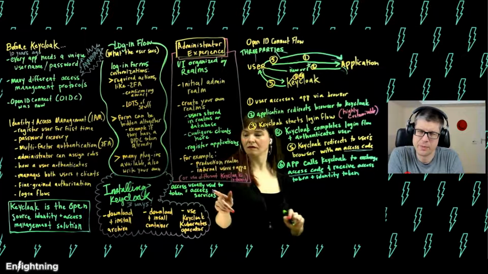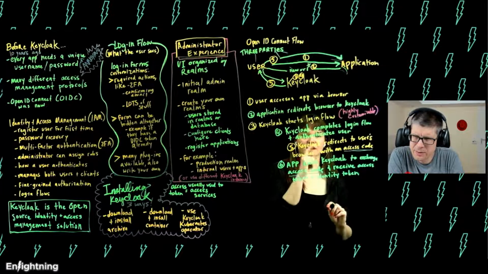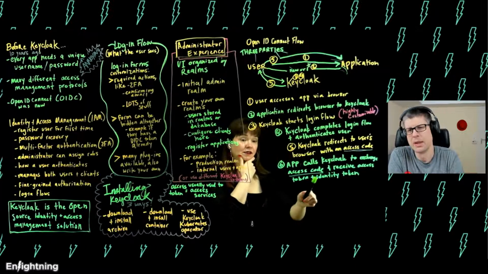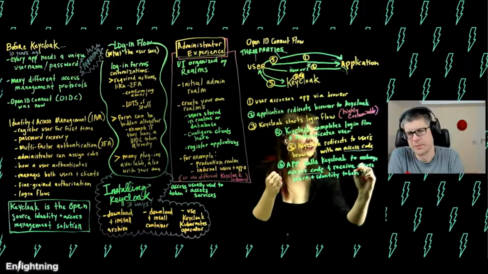I forgot one thing: the access token and the refresh token. You receive an access token, an identity token, and a refresh token. So three things. Yeah, three things. Yeah, yeah. Okay.